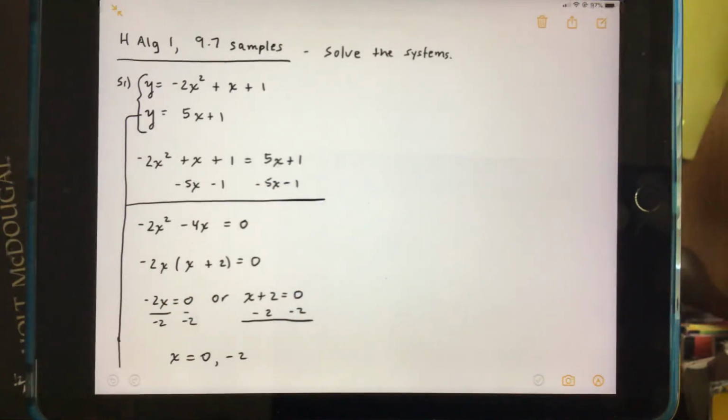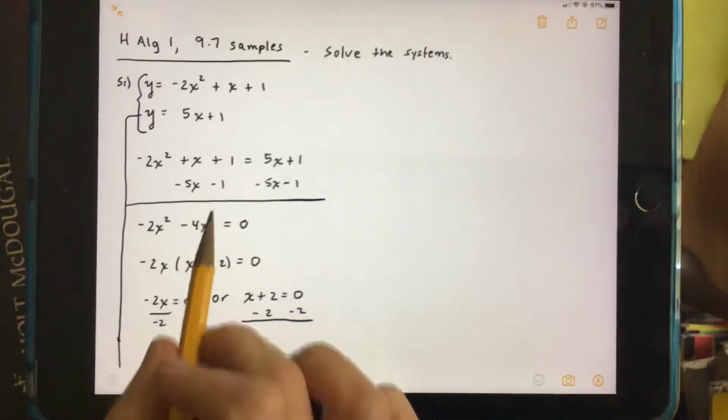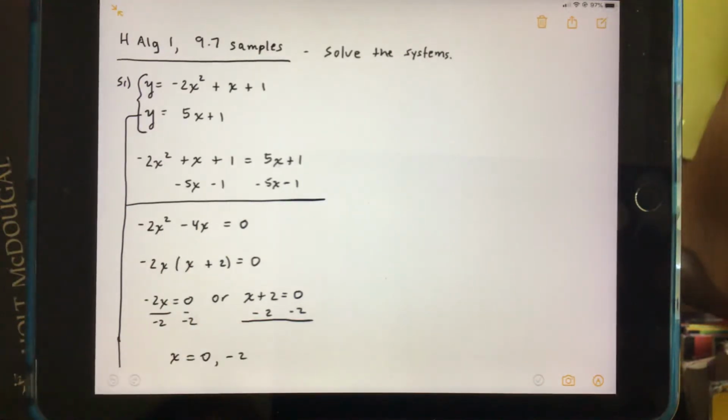Now I don't have any variables that are y, I only have x variables, so I can solve this equation for x. I notice it's quadratic, so I'm thinking factoring might be a good method to solve this equation. So I want to get equal to 0 to see if I can in fact factor this equation in order to solve it. So I'm going to subtract 5x and 1 on both sides. That'll give me negative 2x squared minus 4x is equal to 0.